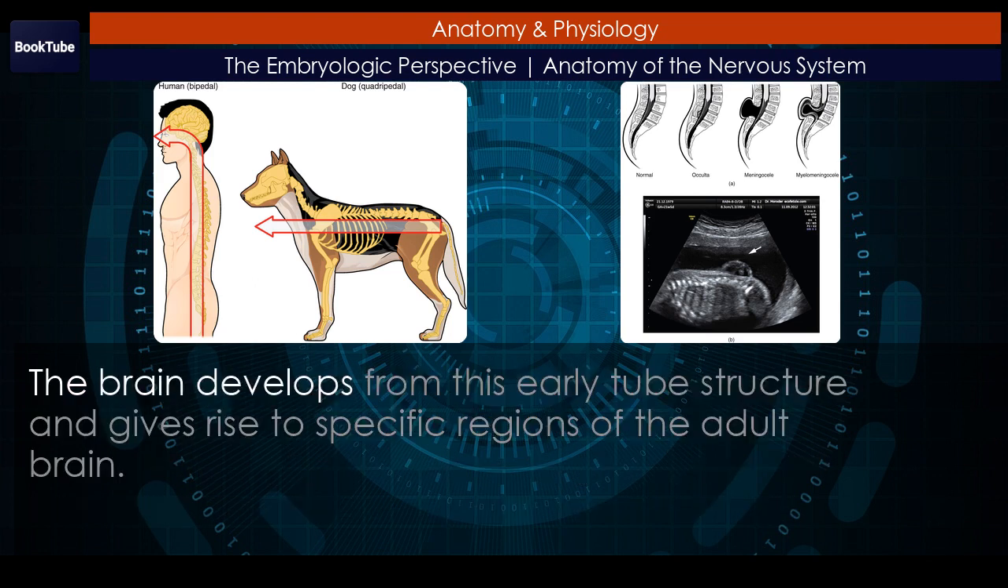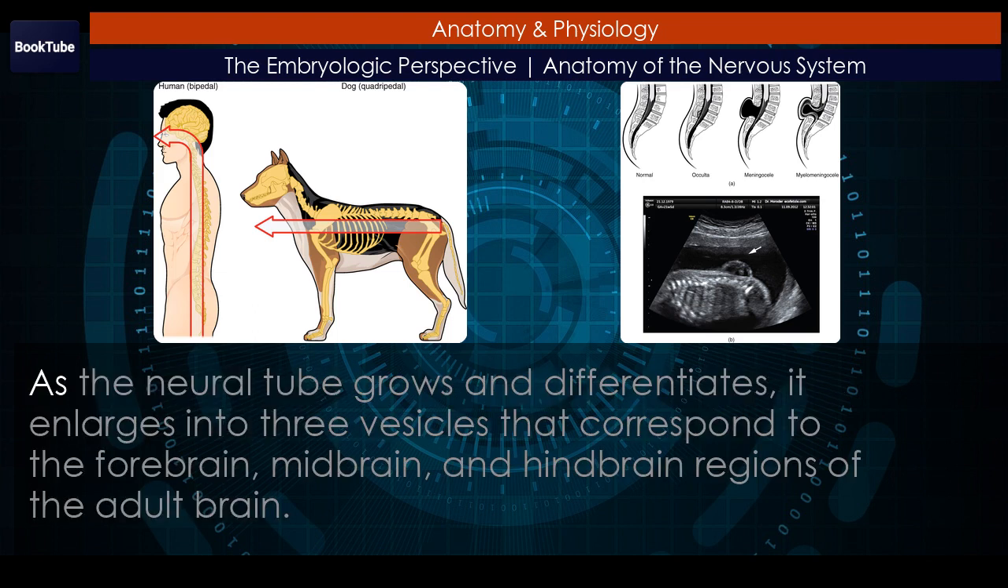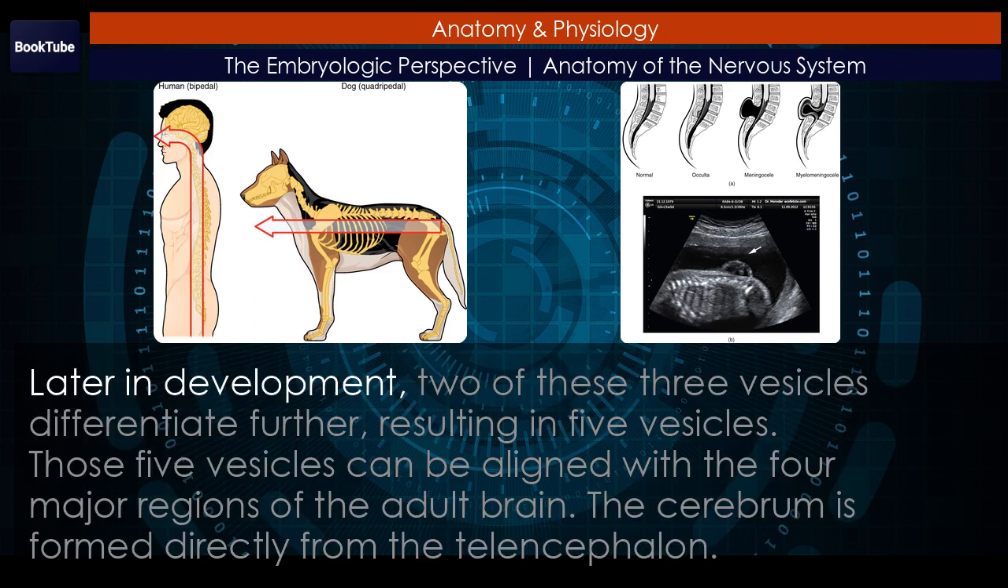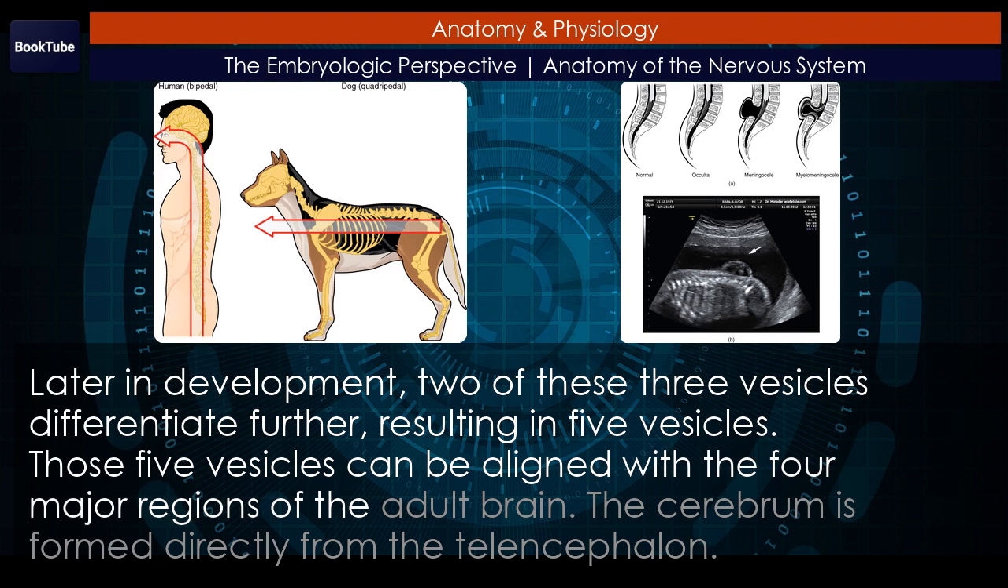The brain develops from this early tube structure and gives rise to specific regions of the adult brain. As the neural tube grows and differentiates, it enlarges into 3 vesicles that correspond to the forebrain, midbrain, and hindbrain regions of the adult brain. Later in development, 2 of these 3 vesicles differentiate further, resulting in 5 vesicles. Those 5 vesicles can be aligned with the 4 major regions of the adult brain.